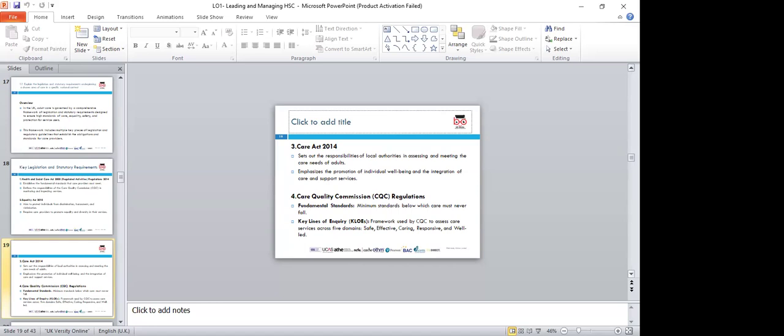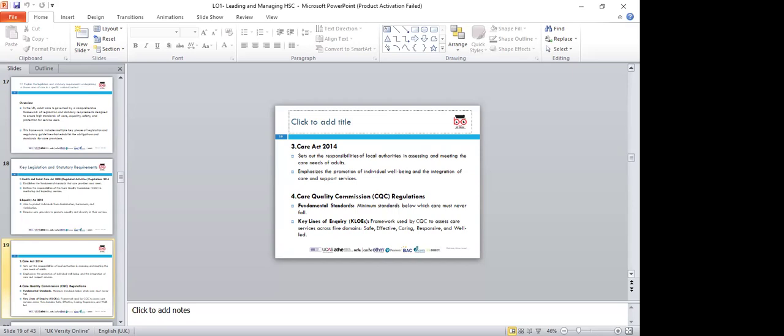Okay. The Care Quality Commission, CQC, we all know. Its fundamental standard is to create a minimum standard below which care must never fall. It means that they have to make sure care is always at its top level.